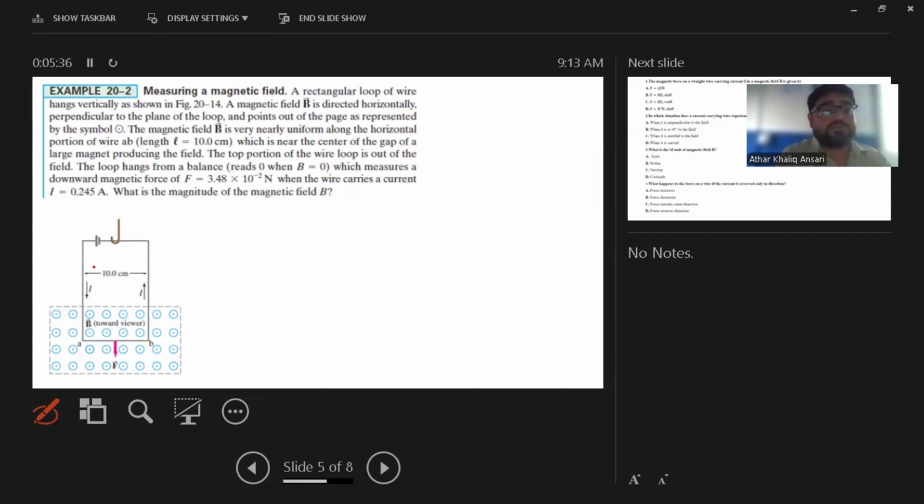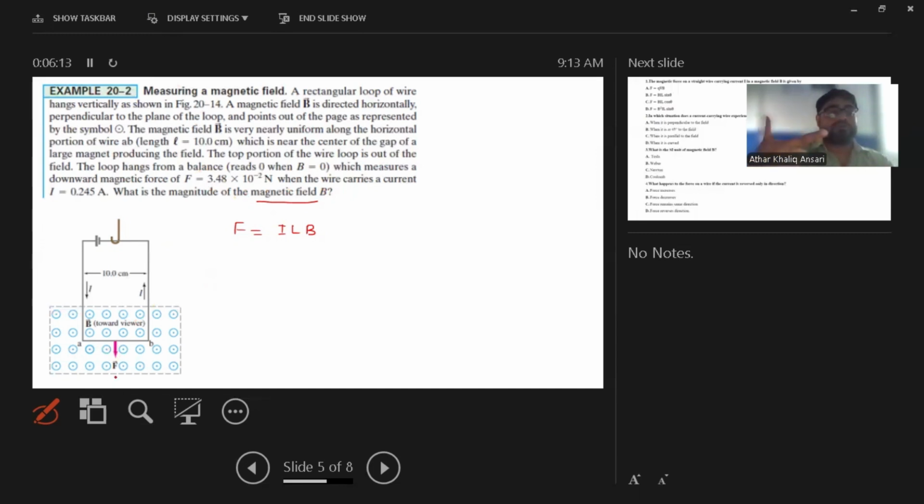The loop hangs from the balance, which measures the downward force of 3.48 times 10 to the power negative 2 Newton. When the wire carries a current of 0.245, what is the magnitude of the magnetic field? So you are asked to find B here. So if I change this one, the force is F is equal to ILB. Yeah, Adil, F is equal to ILB. Why didn't I put sine theta here? Because the force, magnetic field, and current, all of them are perpendicular.